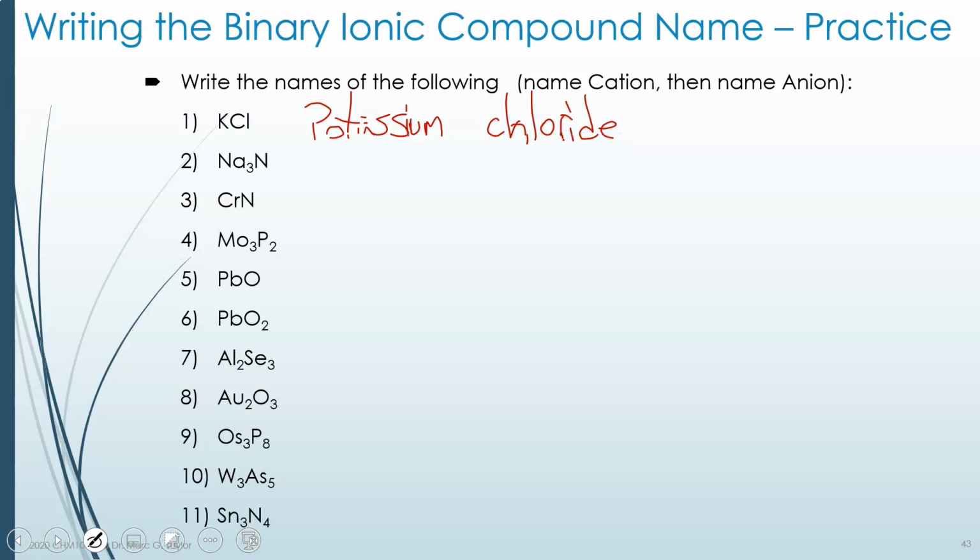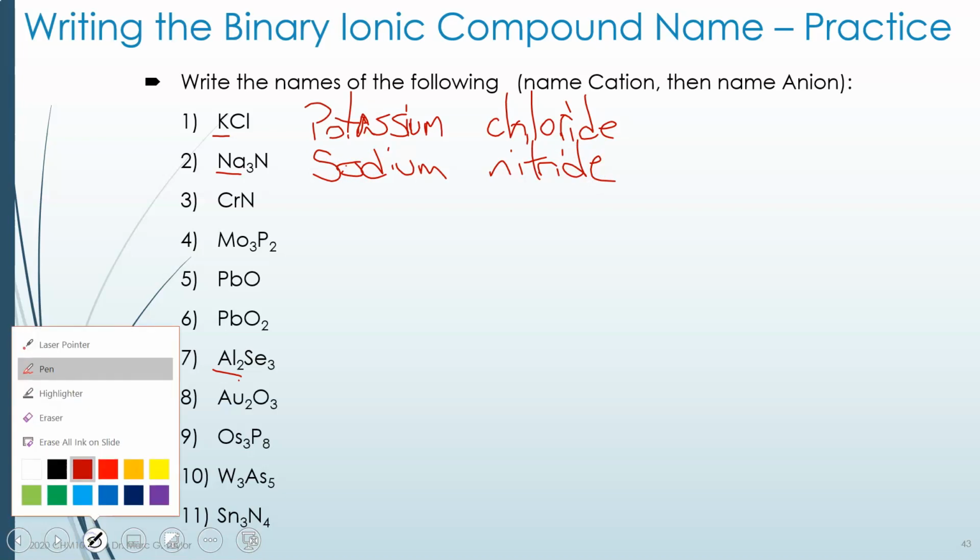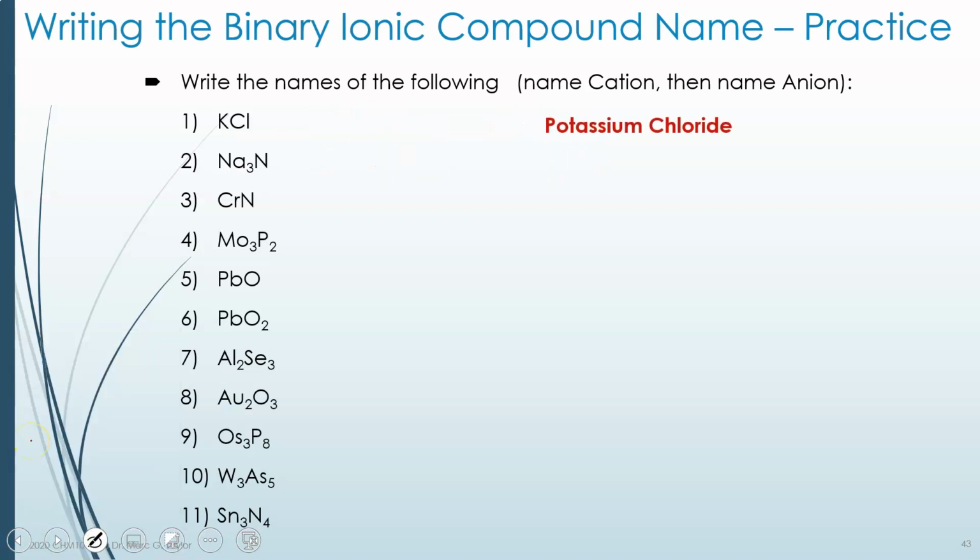You then look to see, does potassium need a Roman numeral? No, it doesn't. You're done. So anytime you don't need a Roman numeral, like potassium, sodium, aluminum, and I guess that's it for this list, you don't need a Roman numeral. So here it's just sodium, and the N is nitride. And it's going to be that way all the way down, but sometimes you're going to need a Roman numeral.